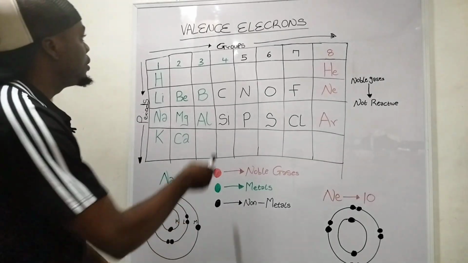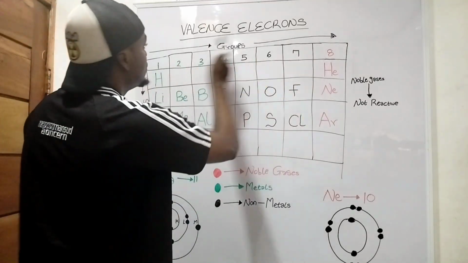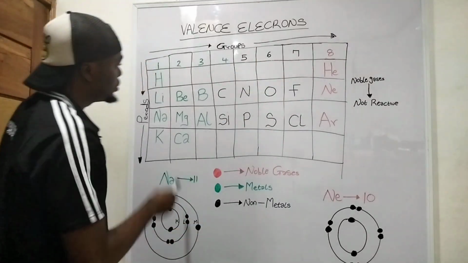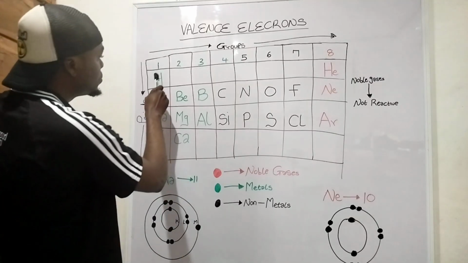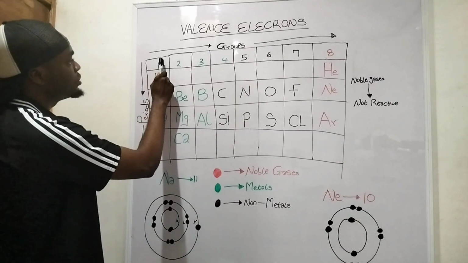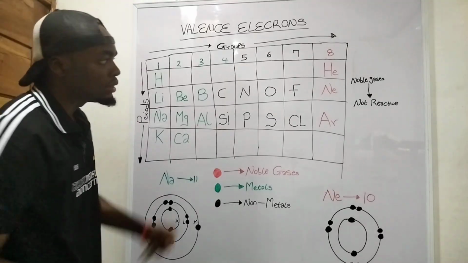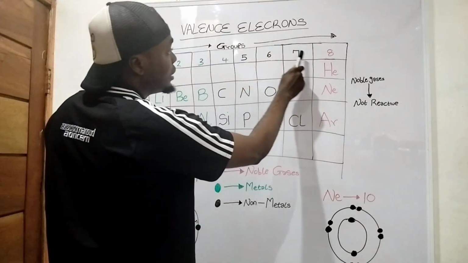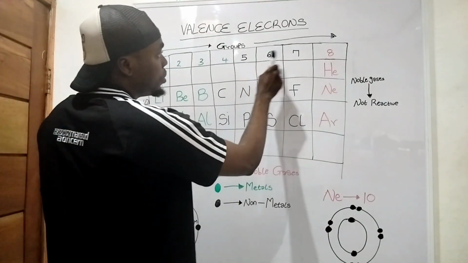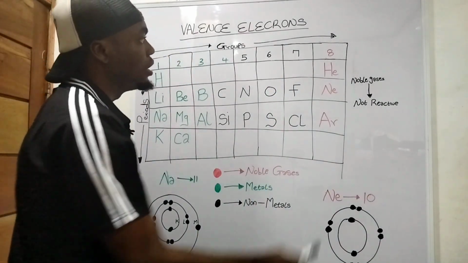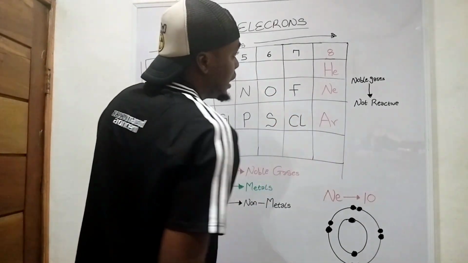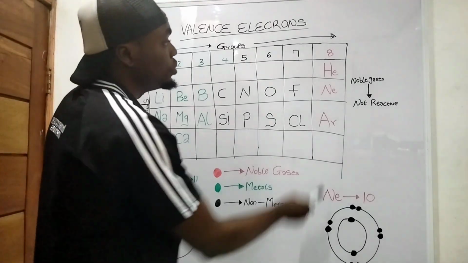So if you take a look at this table right now, this direction gives you the groups and this direction gives you the periods. Those written in green are called the metals. That is the group 1, group 2, group 3 elements. And those written in black are the non-metals. But also don't forget that group 7 elements are also called the halogens. The elements that belong to group 8 are the noble gases.